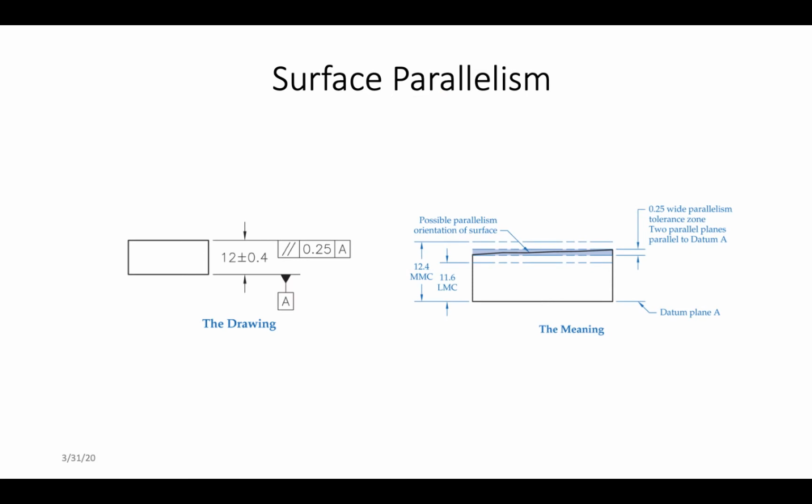Looking at this example of parallelism control, you should recall that an important component of orientation controls is that the feature control frame should always reference a datum. In this example, the parallelism control of the top surface of the part is referencing datum feature A, which is the bottom of the part. This is to say that the two identified surfaces must be parallel to each other within a tolerance zone of 0.25.